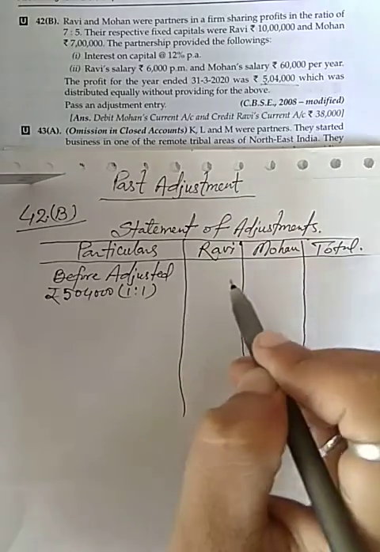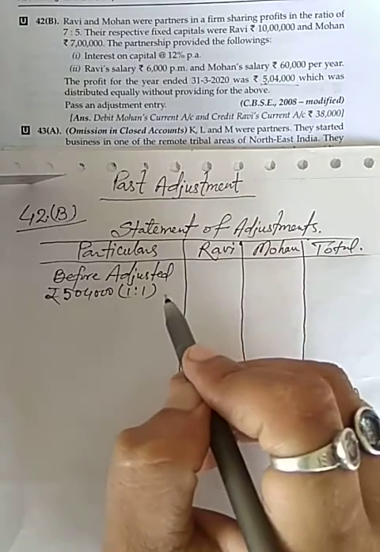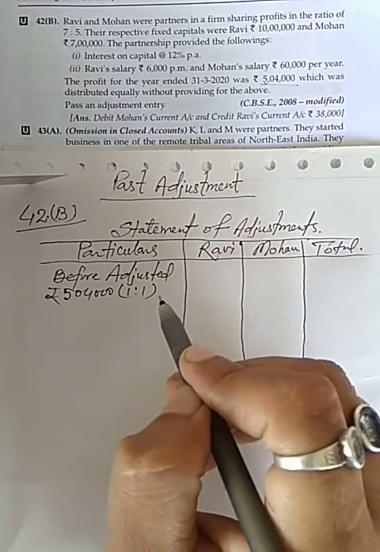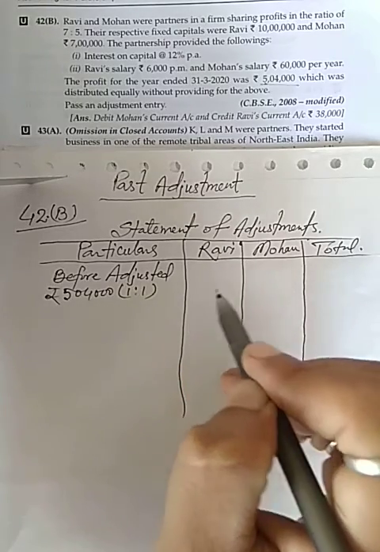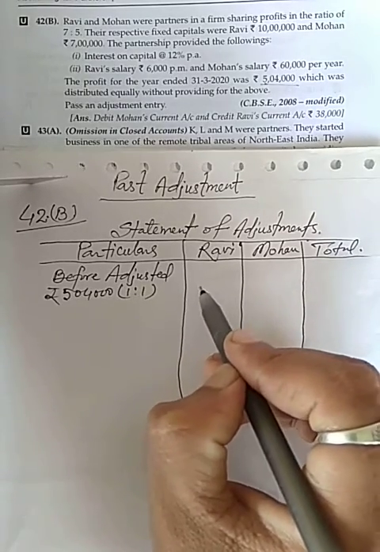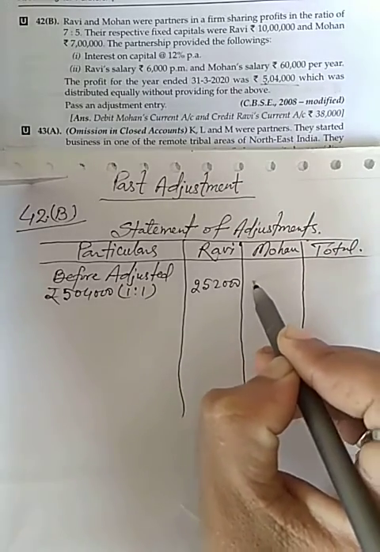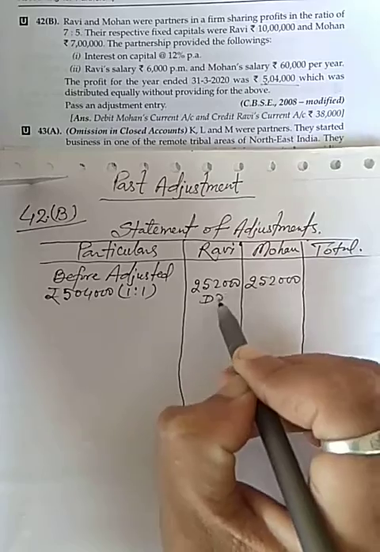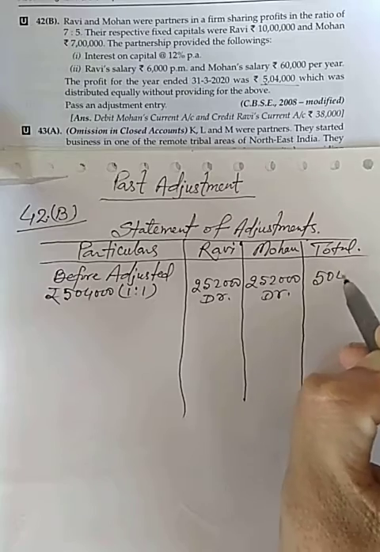So it has been wrongly adjusted. When we adjust profit, it will be credit, but it has been wrongly adjusted, so we have to debit it, and the amount will be 2,52,000 debit each, and total will be 5,04,000.